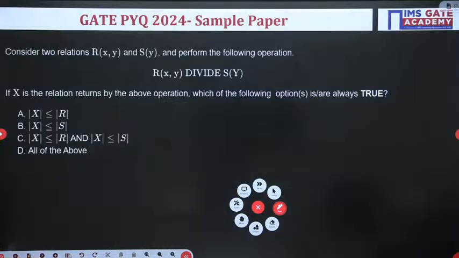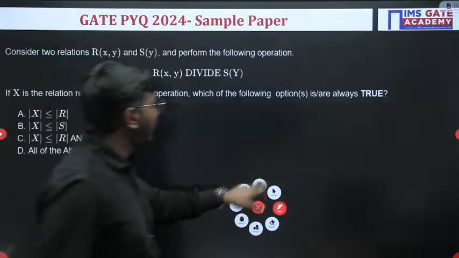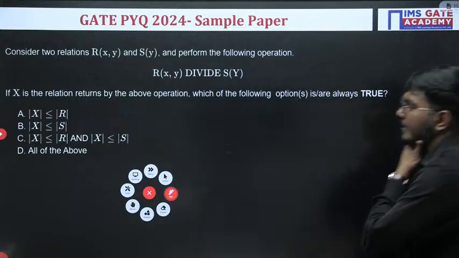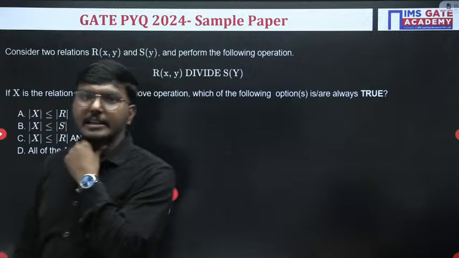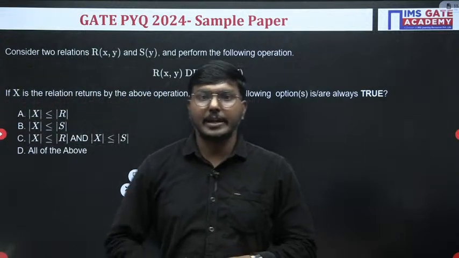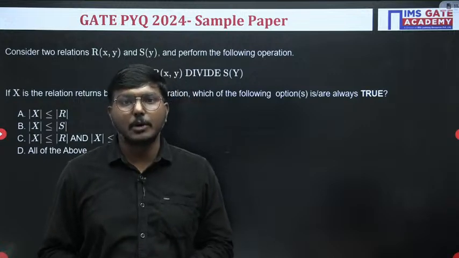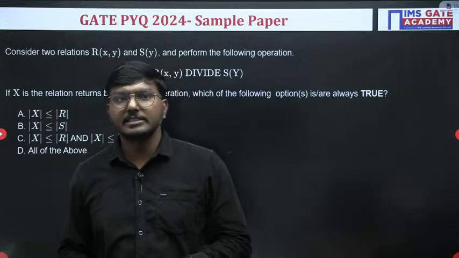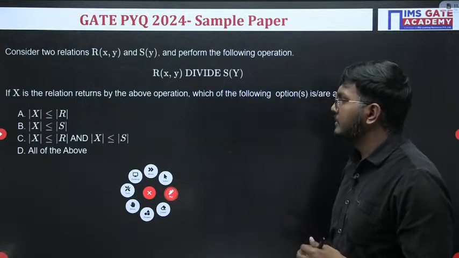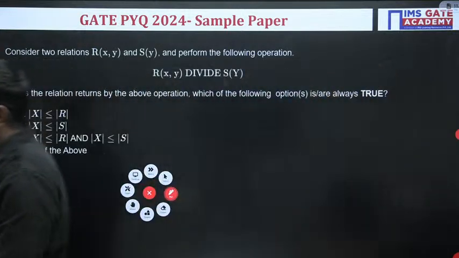Try, tell me the answer quickly. This is from the sample questions, from the sample paper, and already discussed in the classroom. This topic was discussed in the counting problem. Counting of R expression, and this is nothing but a divide, the division operation. So tell me the answer quickly.